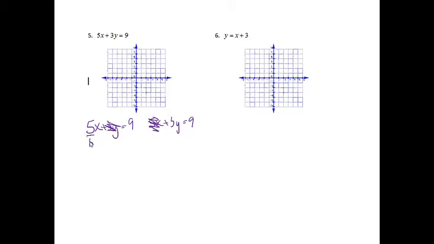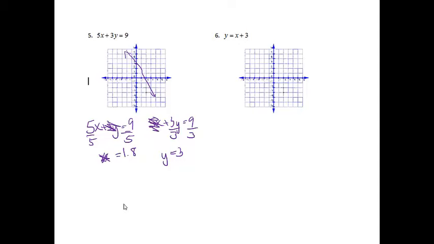On this first one, we'll divide both sides by 5 to get my x. So x will equal 9 divided by 5, which is 1.8. And then 3y equals 9. We'll divide both sides by 3. I'll get y equals 3. So that means this graph touches the x-axis at 1.8, which is almost to 2. And then it also touches the y-axis up at 3. And then we can just go ahead and connect those points.